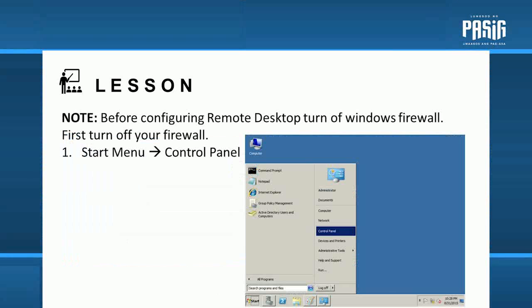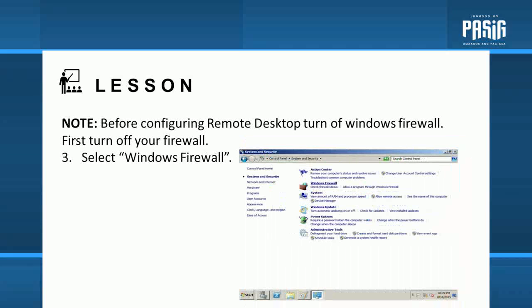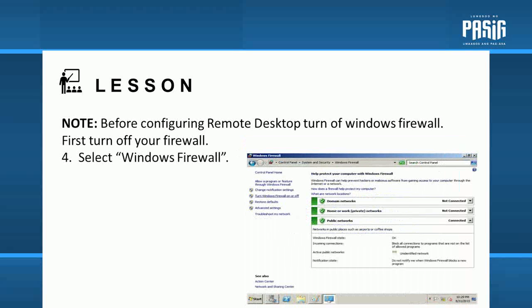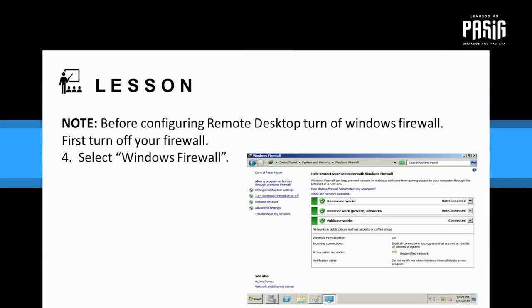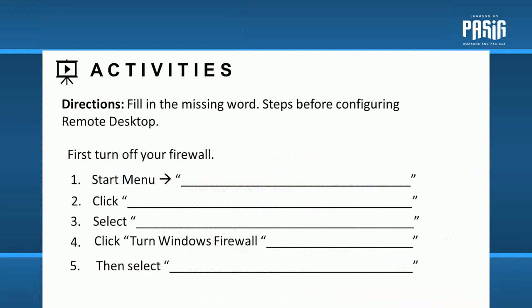Step 1. Go to Start menu, then Control Panel. Click System and Security. Select Windows Firewall. Then select Turn off Windows Firewall. We now proceed to activities.